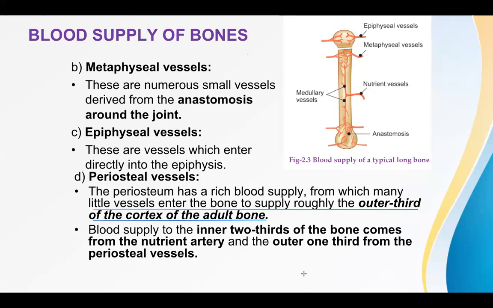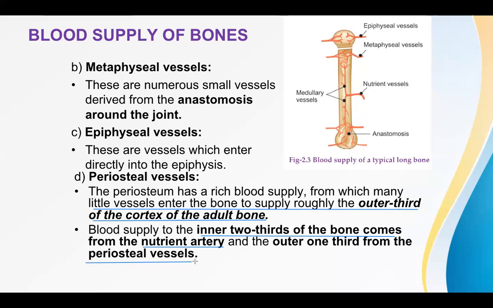What about the inner two-thirds of the bone now? This is the outer one-third, but the inner two-thirds is still left, isn't it? So the inner two-thirds of the shaft of the bone is supplied by the nutrient artery, which we already talked about. And only the outer one-third is supplied by periosteal blood vessels. Some important clinical correlation quickly here.